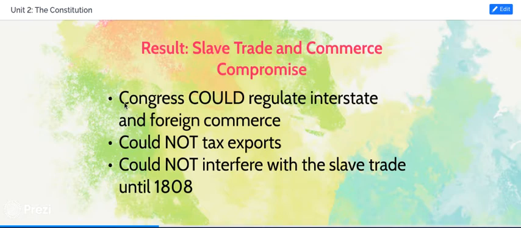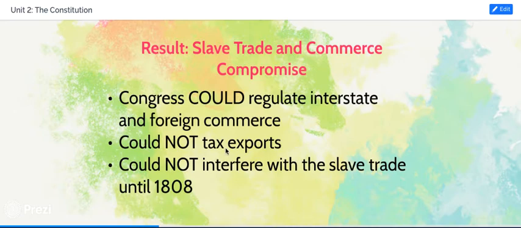So let's see which side, North or South, is going to win this compromise. Who is happy about Congress regulating interstate and foreign trade? This will be the North. So we're going to put an N for North beside this bullet. Who's happy about Congress not taxing exports? Let's think about how the South makes their money. All right, let's think back to our colonial regions. The South ships out all of their cash crops. So we're going to put an S beside this second bullet because this makes the South happy.